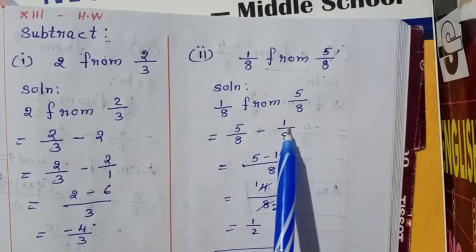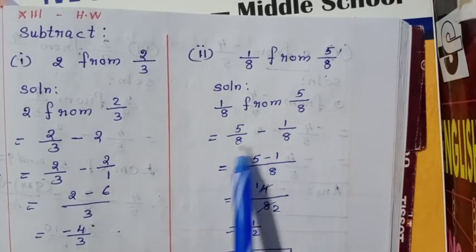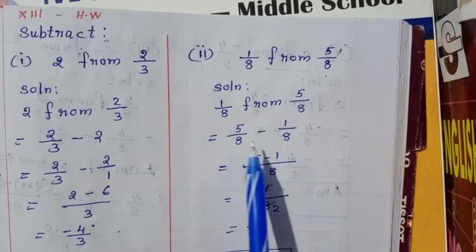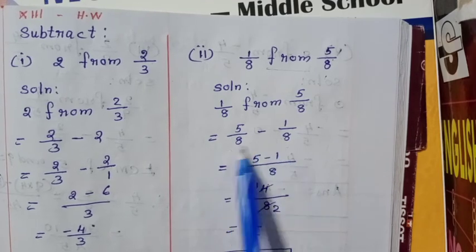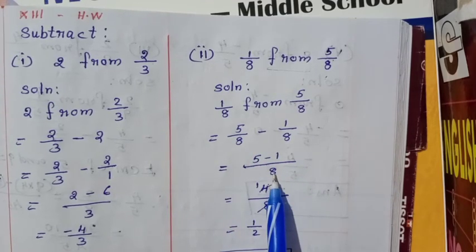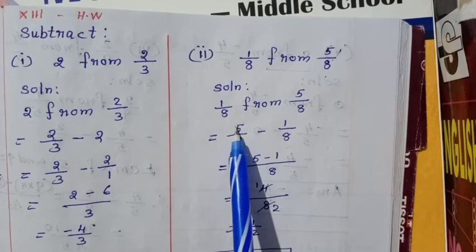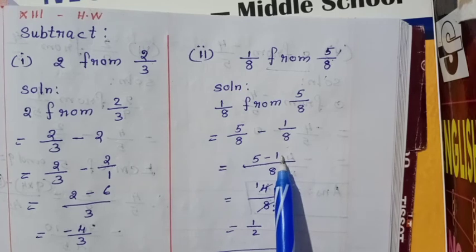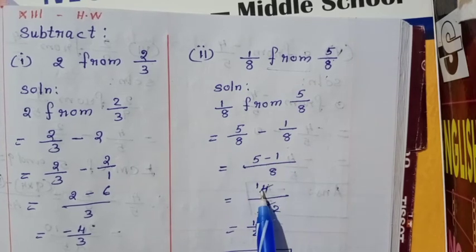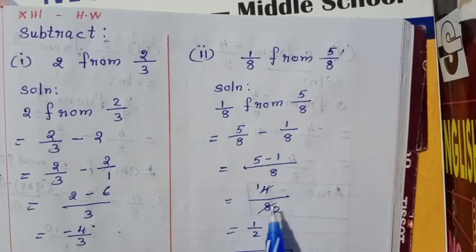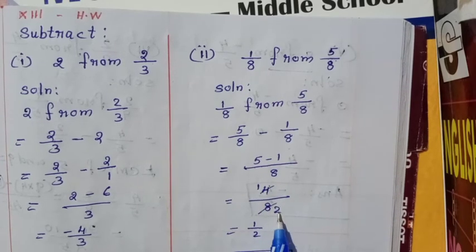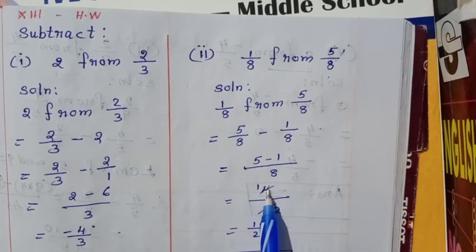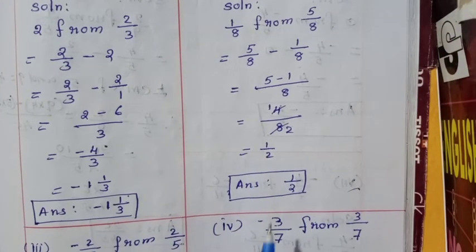1 by 8. Now see here both the denominators are equal, so the LCM will be the same number. So same 8 we are writing. Now numerators, minus and write. Numerators 5 minus 1, the answer is 4 by 8. Now 4 and 8 we can divide directly. 4 how many times in 8? 2 times. 4 how many times in 4? 1 time. Now the answer is 1 by 2.